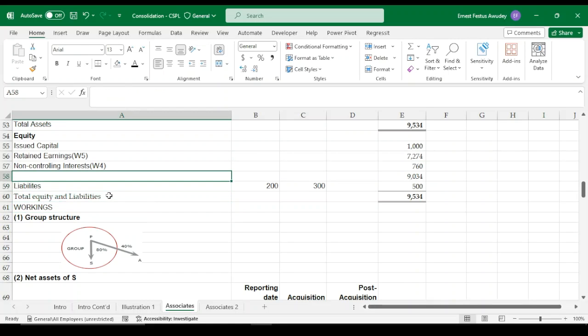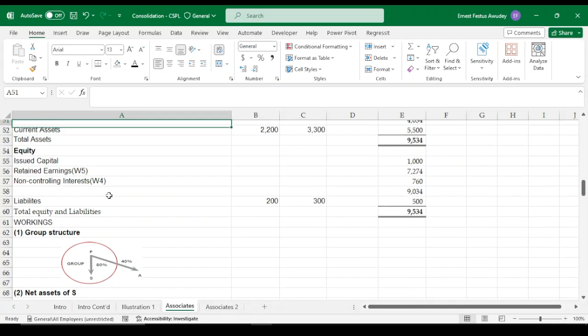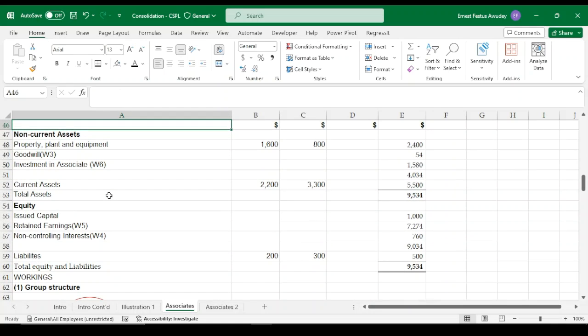All right, so this is how we deal with associates within the consolidated statement of financial position. I hope you understood it. Whatever we have done here, I hope you understood it. All right, so that is it.